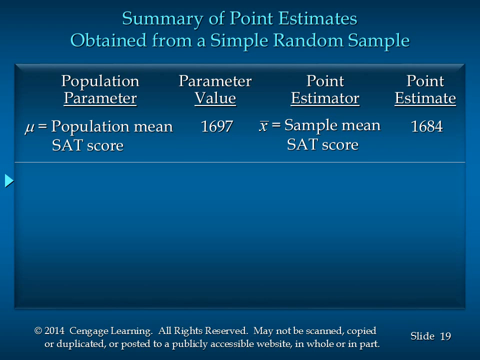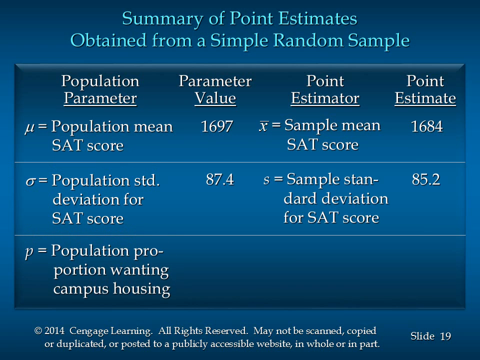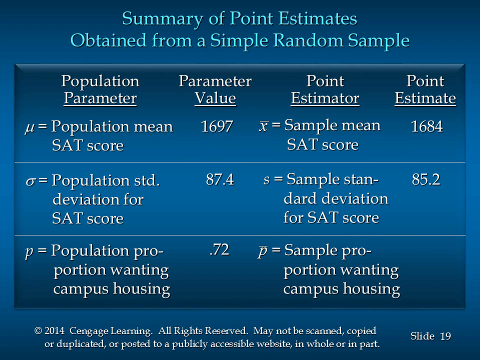Some people would say, you know what, I'm not going to do that again, because I think the difference between the actual parameter value of 1697 and 1684 was too much gap there. I can't make decisions on that. But other people would go, heck, if that were even 1650, I'd still feel comfortable that I was able to pick up the population. Same way with the standard deviation, 85.2, 87.4, pretty close. Close enough for government work, as they say.